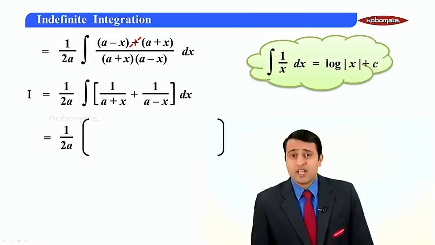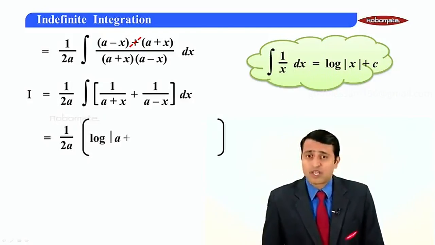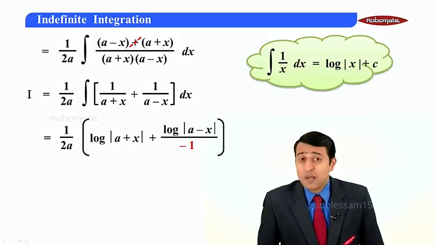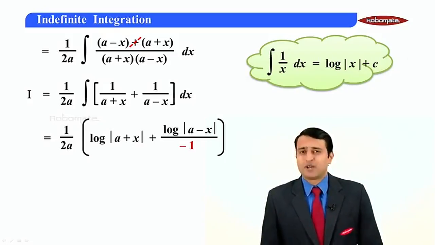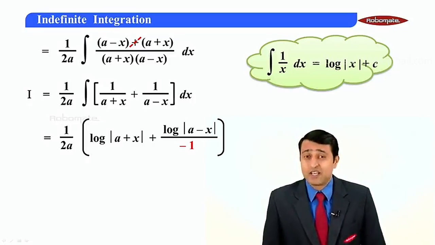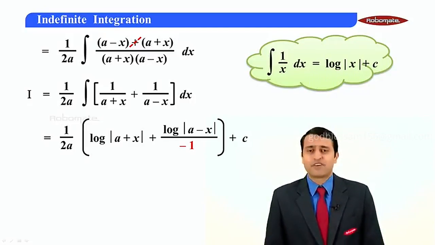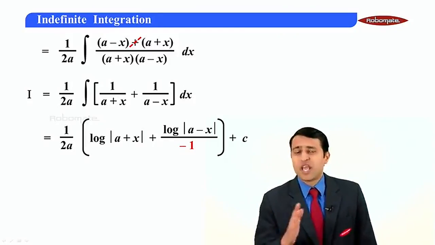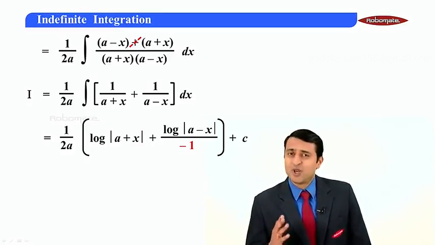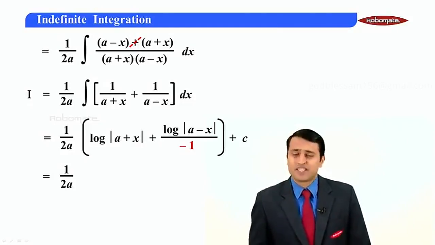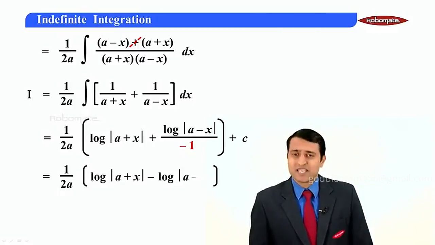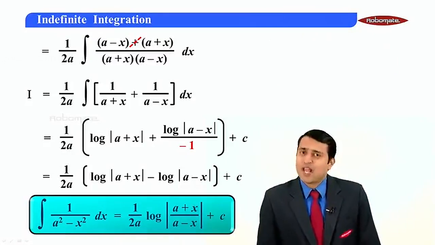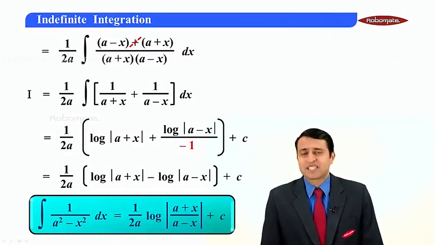So 1 by 2a. Now integral of 1 by x is log. So can I say log mod of a plus x plus log mod of a minus x upon minus 1, because the coefficient of x in the second integral is minus 1. And do not forget the plus c. Now my dear students, what we have is something of the form log A minus log B, which is log of A by B. So what we can say is 1 by 2a log of a plus x minus log of a minus x, which can be written as 1 upon 2a log of a plus x upon a minus x plus c.